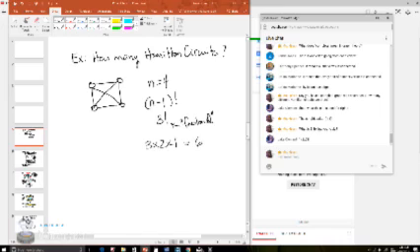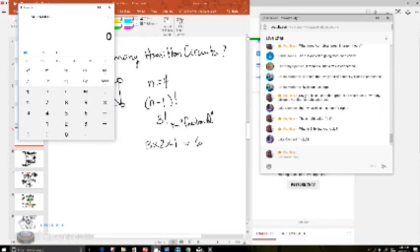Okay, now don't worry, there's usually a factorial button on your calculator. See here on your calculator you have n factorial, so you don't actually have to remember what it means, but that's what it means.